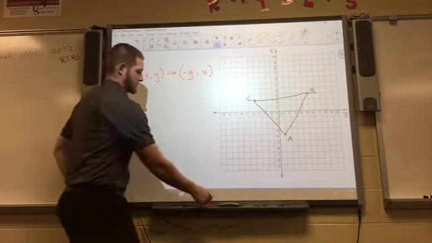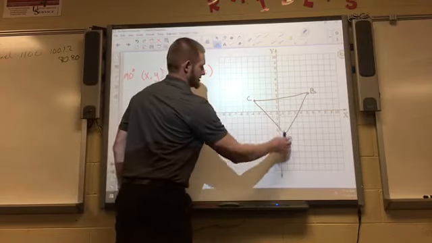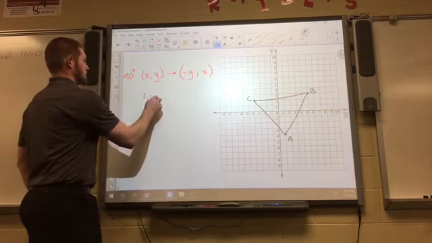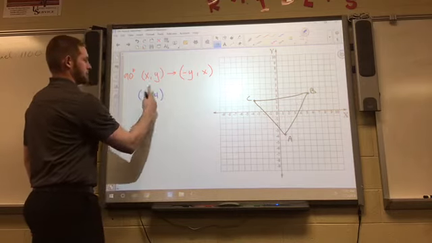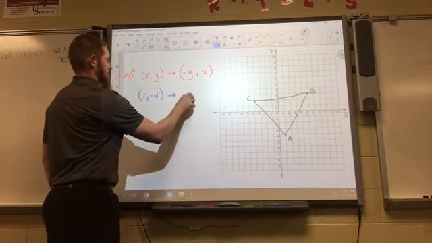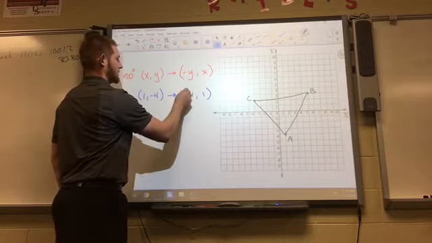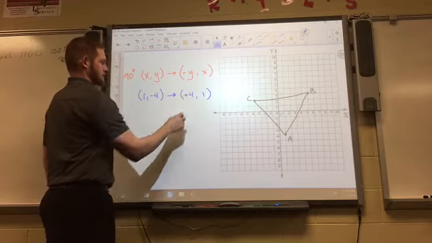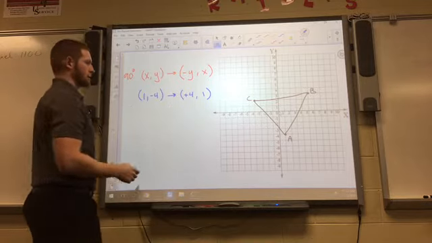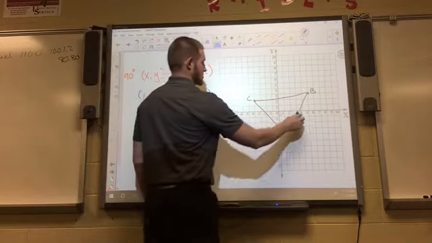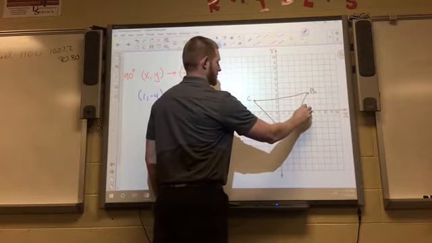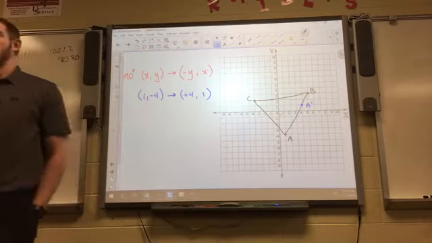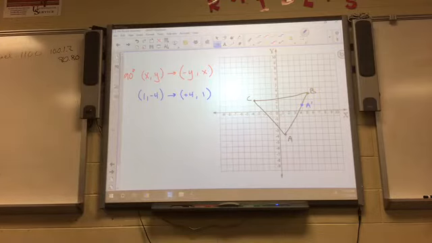So since A is at 1, negative 4, I need to flip these. So I have negative 4, 1, and then switch the sign to a positive 4. So A prime should be at 4, 1. Does that at least match up with what we know, that it should have gone to quadrant 1?